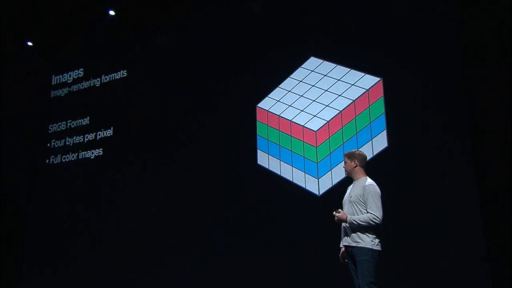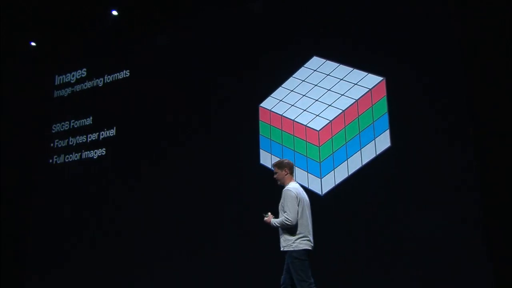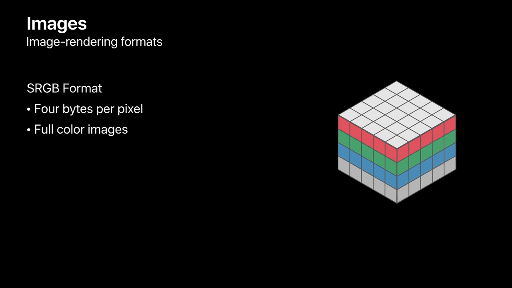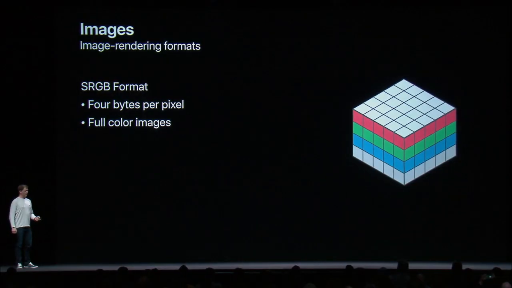Now, 4 bytes per pixel we got by the sRGB format. This is typically the most common format for images and graphics. It's 8 bits per channel. So you have 1 byte for red, 1 byte for green, 1 byte for blue, and an alpha component. However, we can go larger.